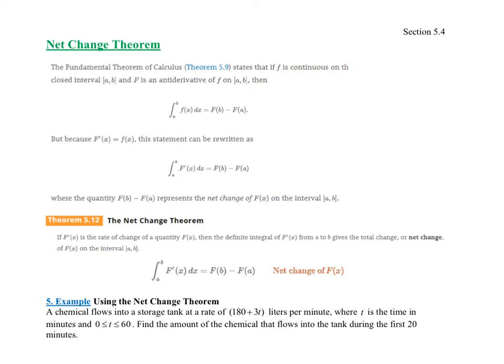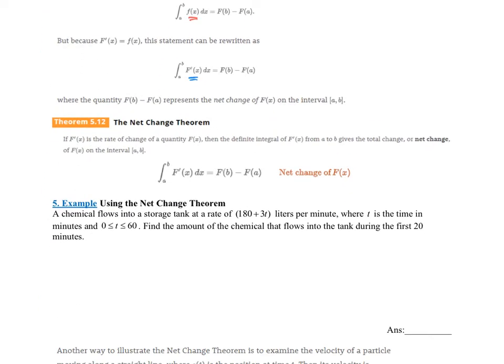So what have they done here? All they did was swap in the little function with the derivative of the parent function. And we know those two things are exactly the same. It says the quantity F of b minus F of a represents the net change of F of x on the interval a to b. So if F prime of x, capital F prime of x, is the rate of change of the quantity of capital F of x, then the definite integral of F prime of x from a to b gives the total change, or net change, of capital F of x on the interval a to b. So what do you do to find the net change?